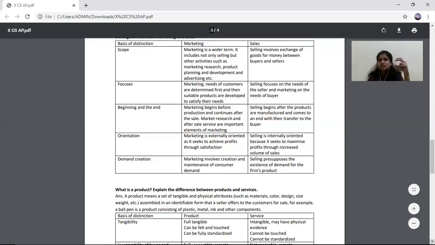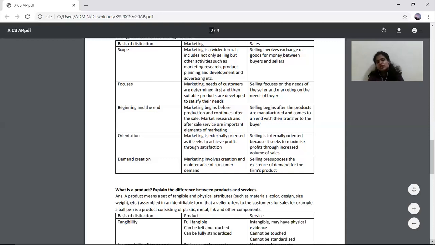Even after writing the meaning or the first part of the question, you will still write 5 distinguishing points, right? Please do not assume that the meaning of the product is for 1 mark and the distinguishing points is for 4 marks. You will write the meaning as well as all 5 distinguishing points, right? Now, what is the product? You will write the meaning. You can give examples as well.